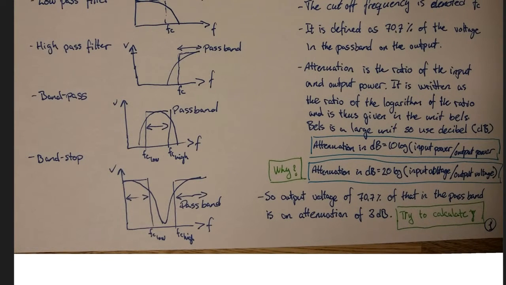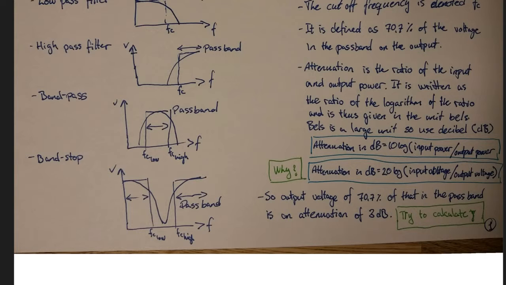We have two equations to calculate attenuation. We have one where we take the input and output power and say 10 times the logarithm of the ratio of the input power and output power. And then we have another equation where we say 20 times the logarithm of the ratio of input voltage divided by the output voltage.